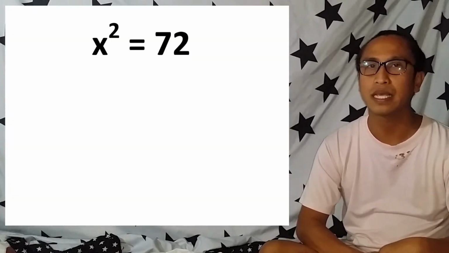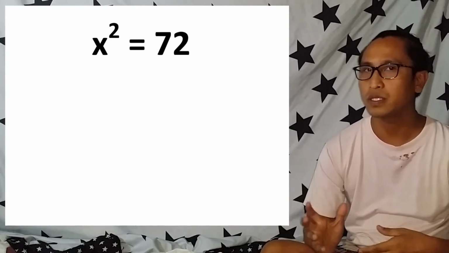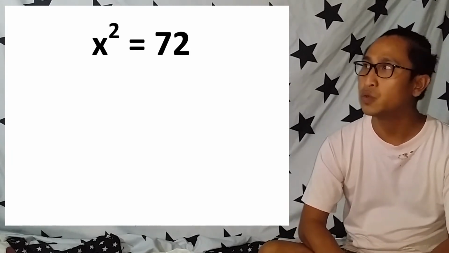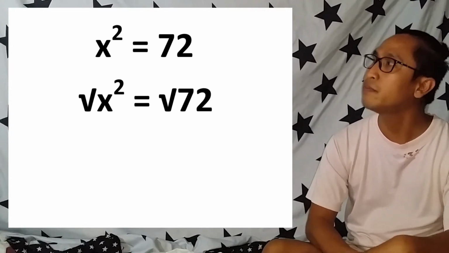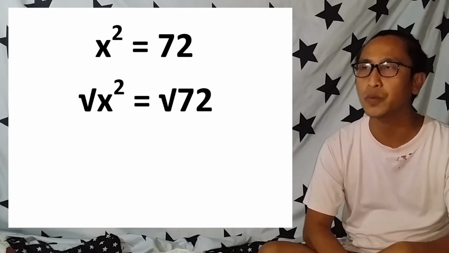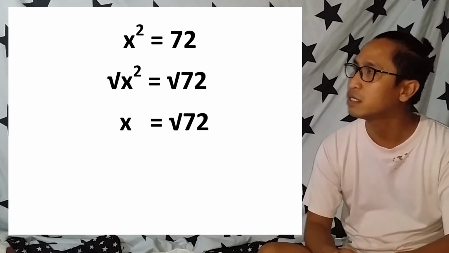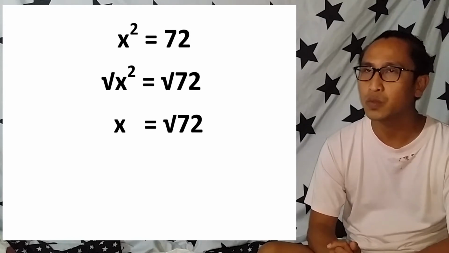So what if the constant term is not a perfect square? Let's say our example is x squared is equal to 72. So 72 is already on the other side of the equation. So what you will do is extract the square root of both sides. But the problem right now is that 72 is not a perfect square. So extracting, we have x is equal to the square root of 72.